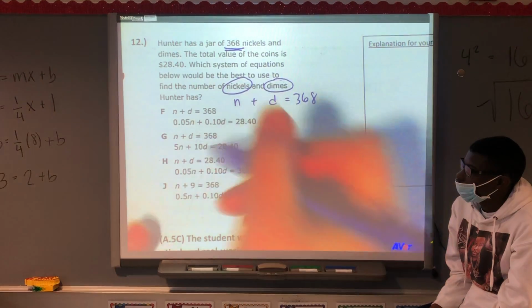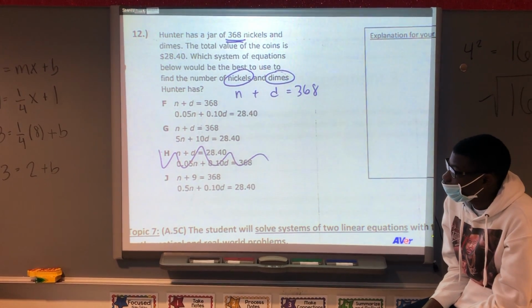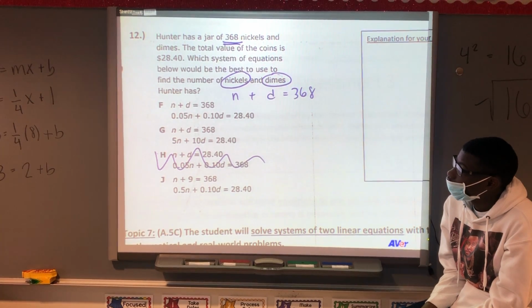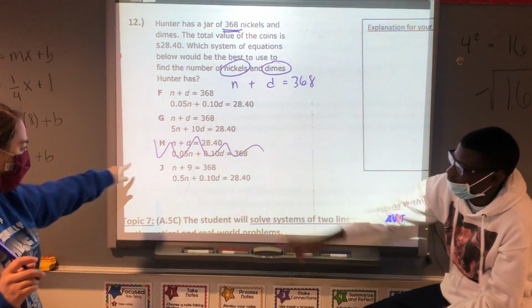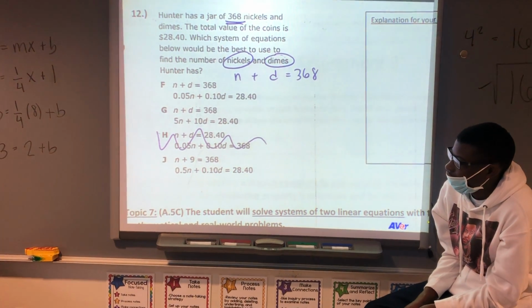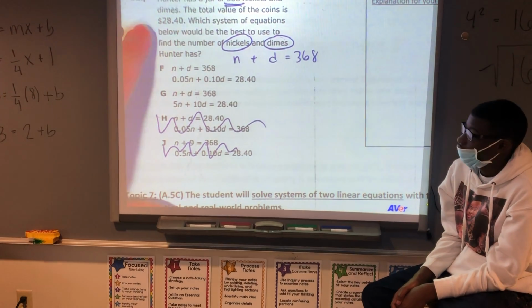I have some that do not say that, so I'm going to X those out. What's another one that is here that does not say that? Yes, that one, it says n plus 9. So I don't know what that means, but we're not going to use that one. And then the last thing says we have $28.40.